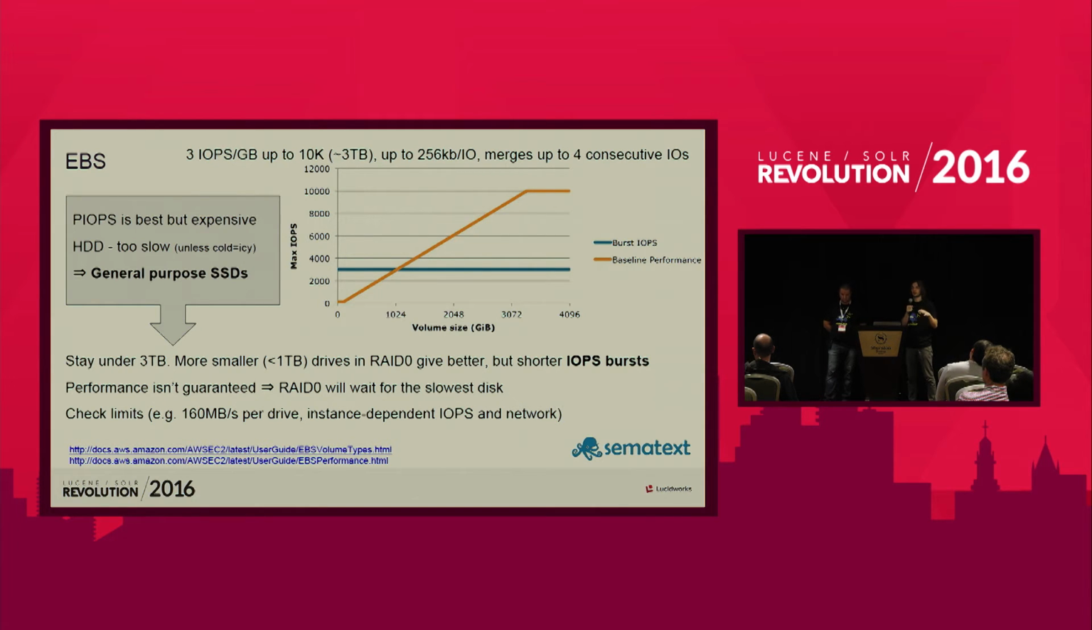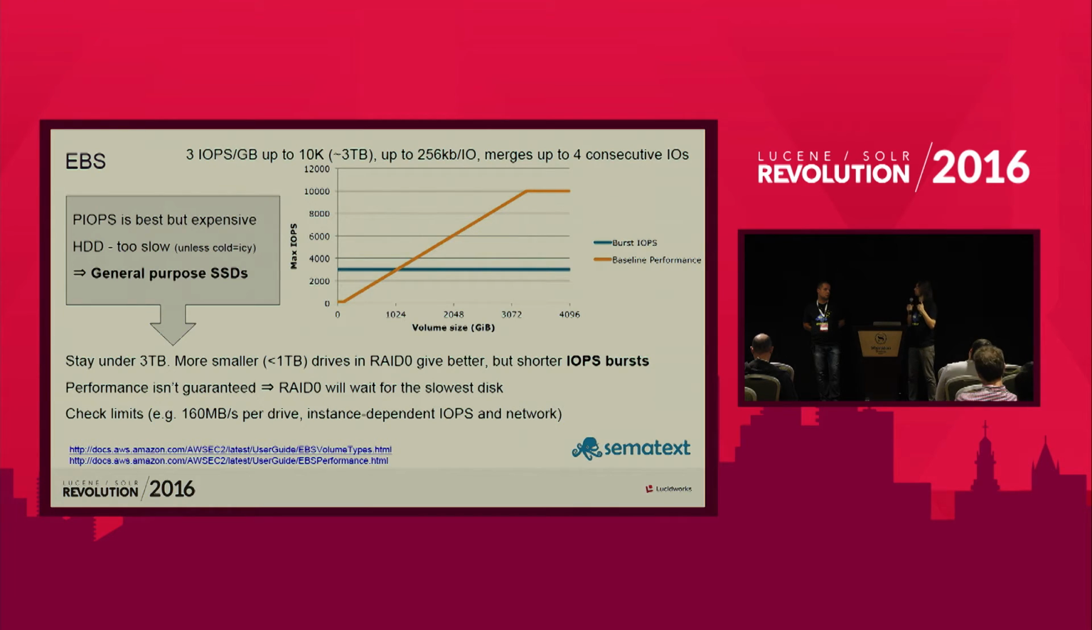But the problem is performance for EBS, and I'll get to EBS types too. I'm talking about general purpose SSD EBS here. So the performance of that isn't guaranteed. The problem is if you have, let's say, four of those in RAID 0 and one of them misbehaves, then all the RAID will suffer because they will all wait for those writes to go to the slower disk.